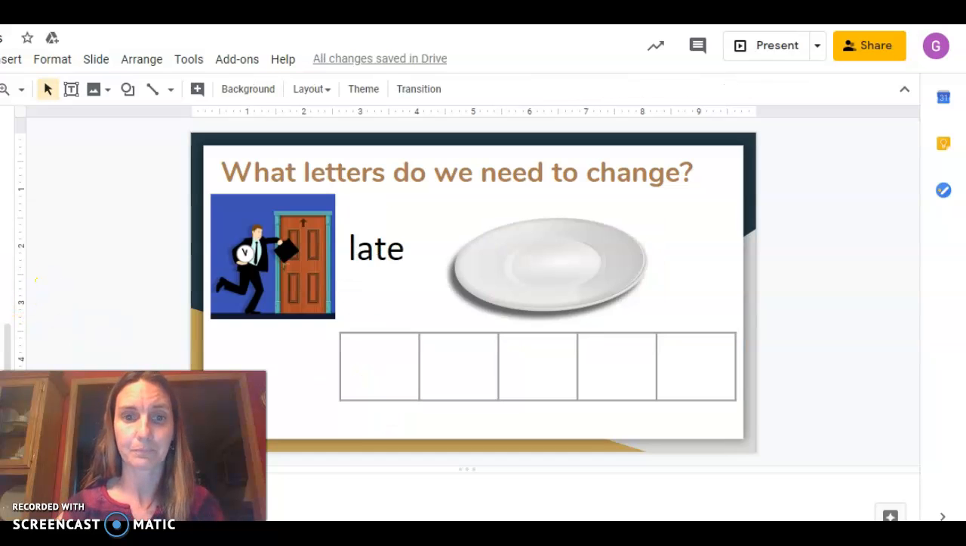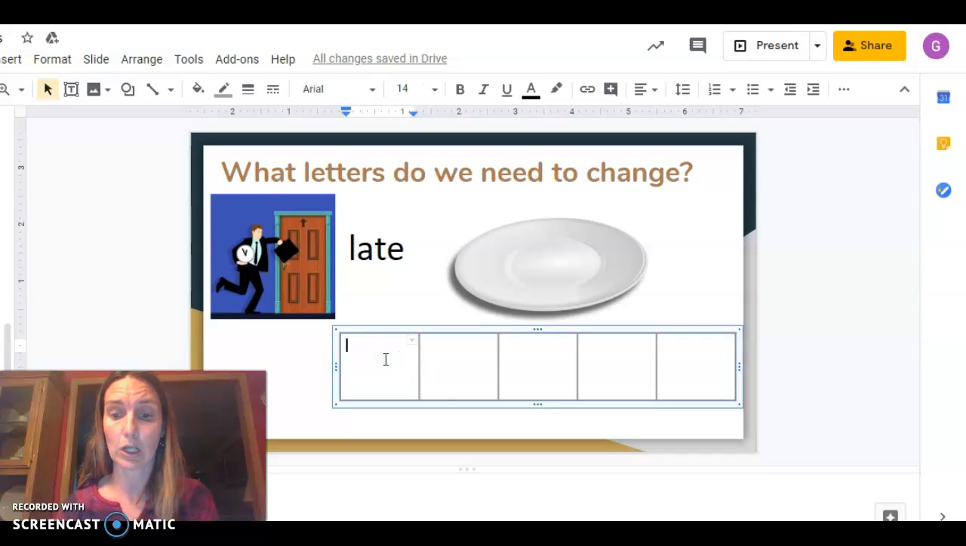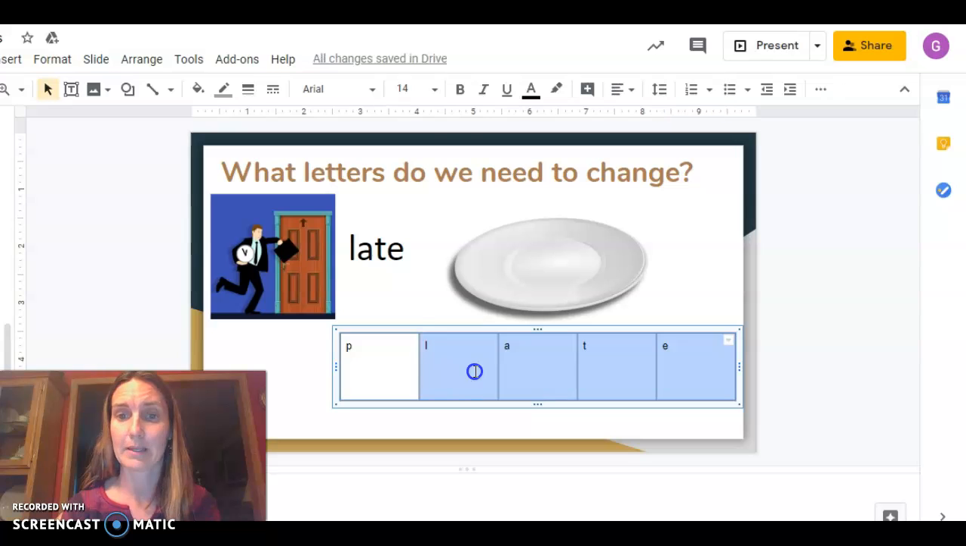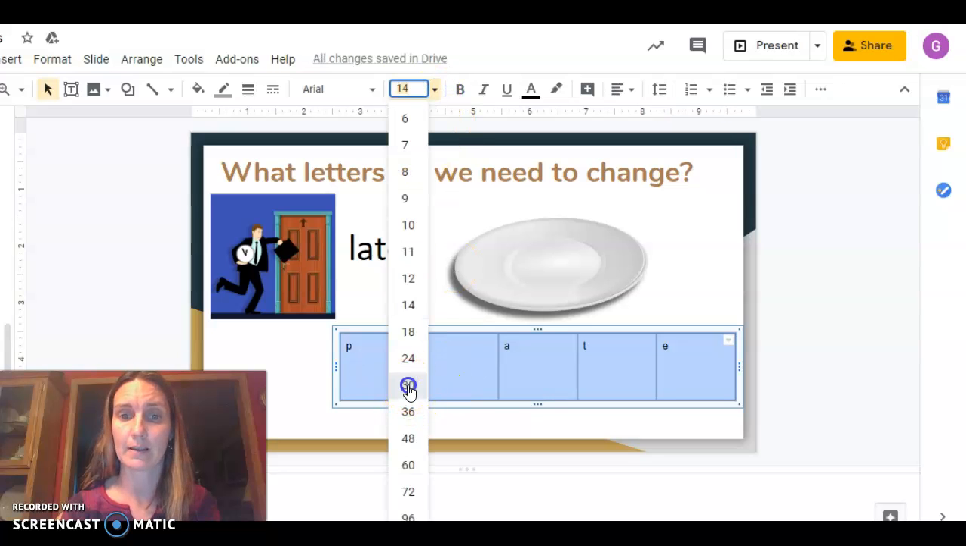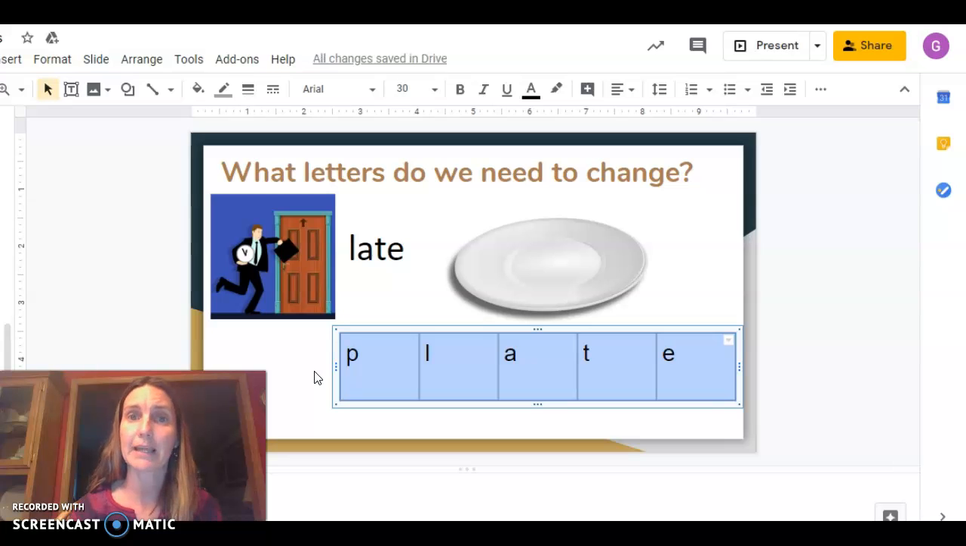Let's keep going. Late. We want it to say plate. Let's stretch out plate. Plate. P-l-a-t-e. Plate. Where is that change happening? At the beginning. We hear the P sound, so we say hello to the letter P to make late into plate. And I'll make it bigger for us so we can see. Late turns into plate by adding the letter P at the beginning.